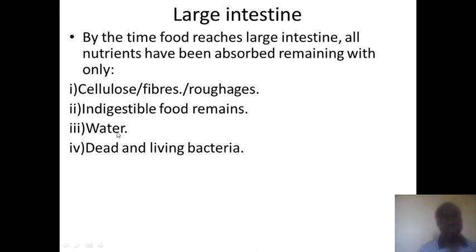And then some small amount of water will remain, and dead and living bacteria. These living bacteria are always found in the large intestine. Then these ones are the microbes which were killed by hydrochloric acid in the stomach. So these come about as a result of eating food that is already contaminated with microbes.